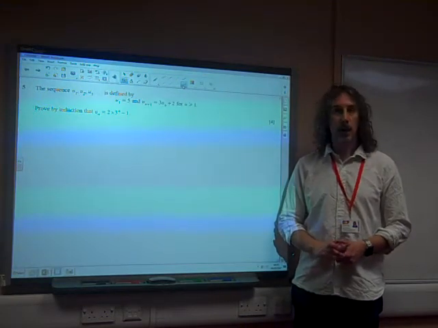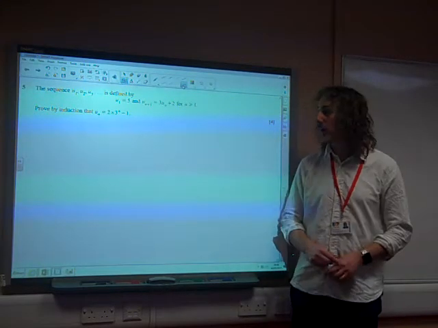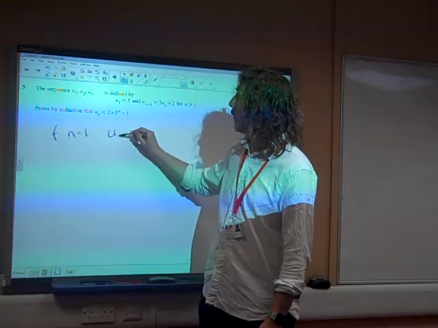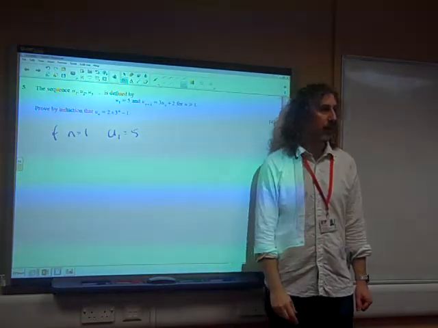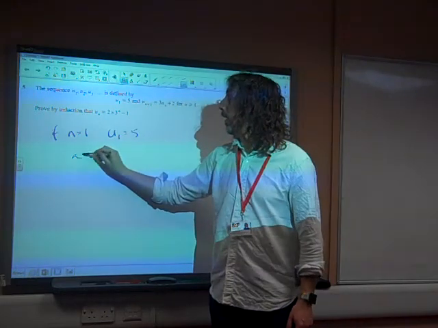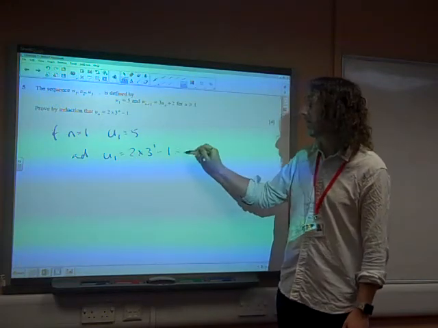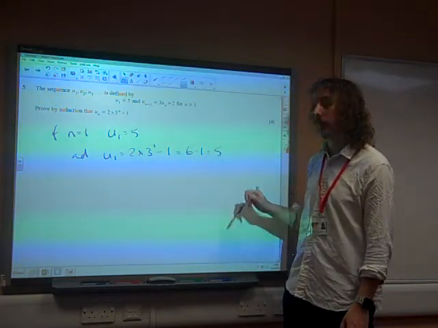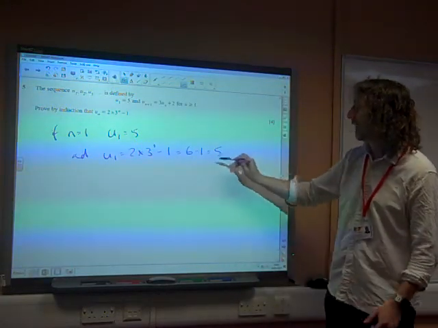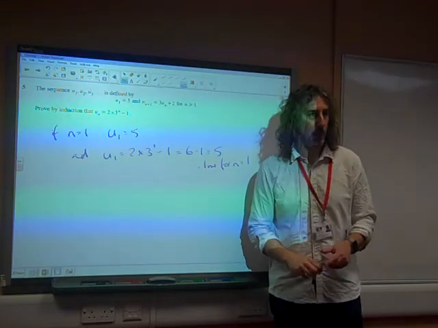But so we need to remember, we need to start by establishing the result for a known case, usually n equals 1. So if n equals 1, U1 is 5, that's what the question tells us. And now we've got to check the formula that we're given. That's what we're proving. U1 is 2 times 3 to the 1 minus 1. That is 6 minus 1, which is also 5. So that establishes our initial case. It shows that it works for n equals 1. Okay, you need to do that before we start.